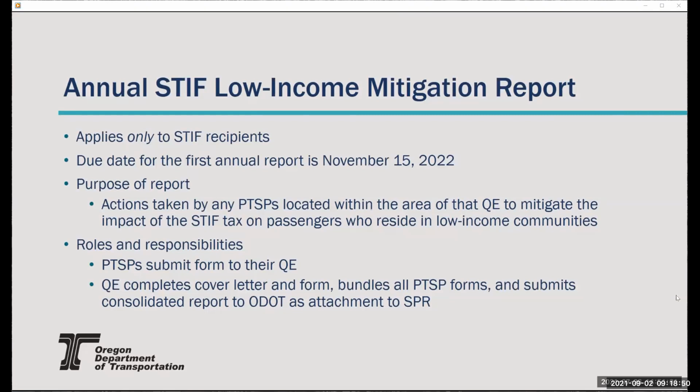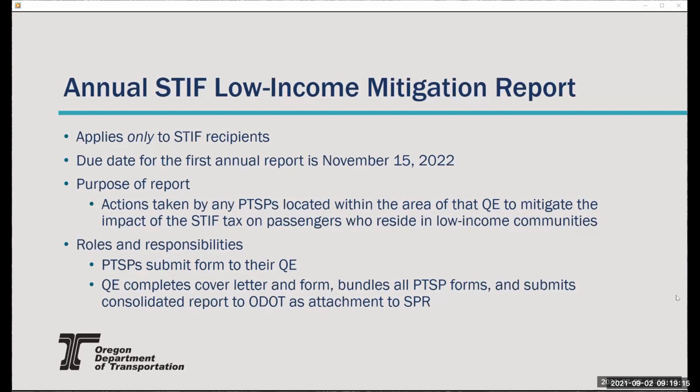So that's the description of the purpose of this requirement, and that is required through statute, and so it also appears in rule. Non-QE PTSPs must submit their low-income impact mitigation form to the appropriate QE at least 30 days prior to the deadline for the fourth quarterly SPR that is due on November 15th, 2022.